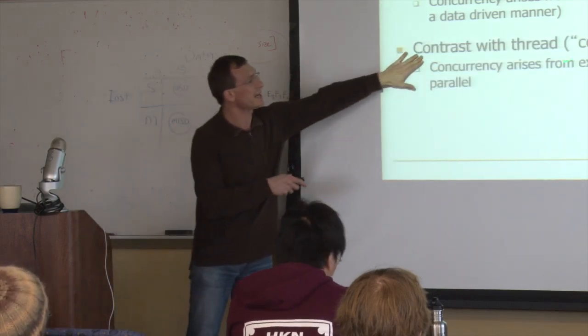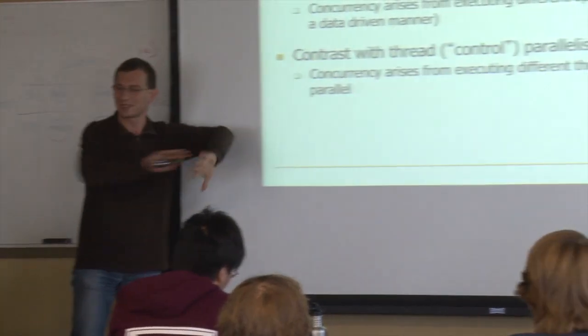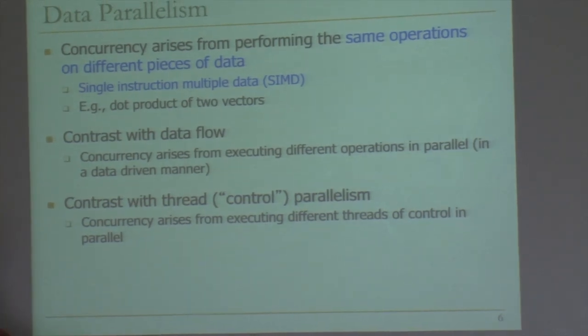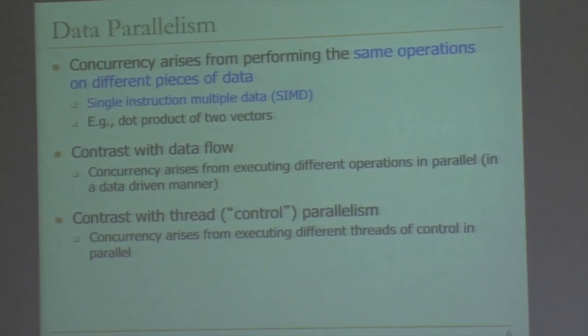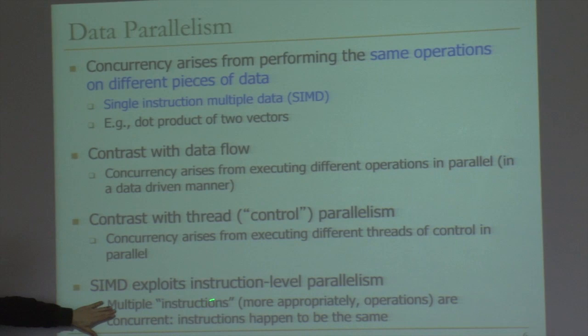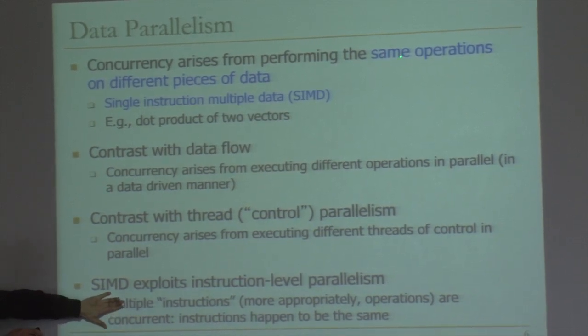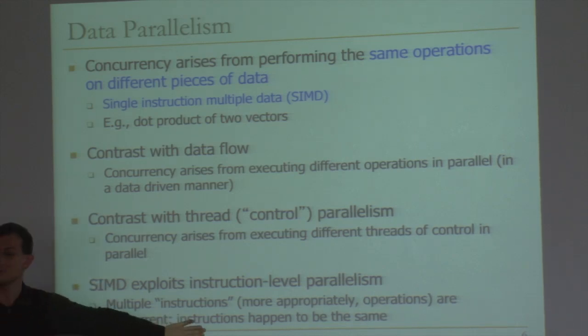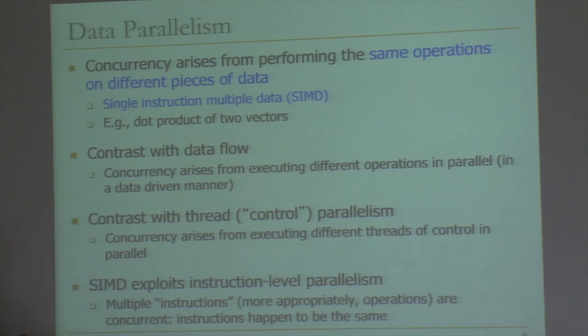Contrast this with thread or control parallelism. This is definitely MIMD if you have multiple threads. In this case, the concurrency arises from executing different threads of control in parallel in a multi-threaded program. It's not the same thing as this. SIMD exploits really instruction-level parallelism. Now you have multiple instructions. Think of these operations as instructions. They are concurrently operating on multiple different pieces of data elements. Instructions just happen to be the same. If you're doing an add on two vectors, you're doing many, many adds on individual elements of the vectors.